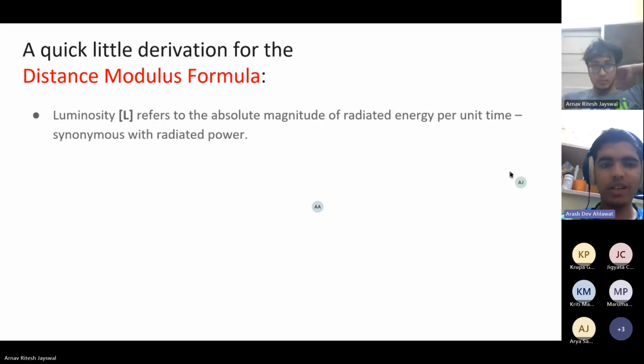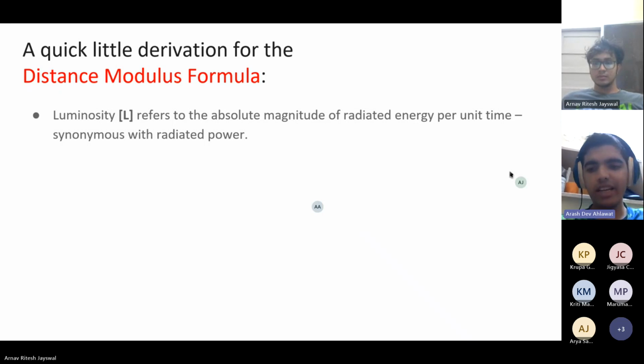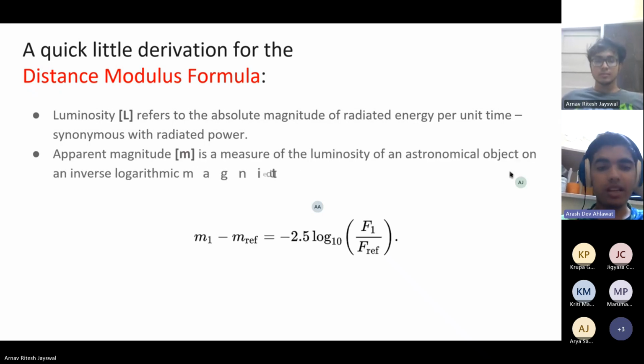For that, first we'll need to know what luminosity is. I guess you must have read about this in the previous modules. It's basically synonymous with radiated power. The energy radiated by an object through electromagnetic radiation per unit time is referred to as its luminosity. This is required because the apparent magnitude is a measurement of brightness, and brightness is proportional to luminosity. So it becomes a measure of the luminosity of the astronomical object.